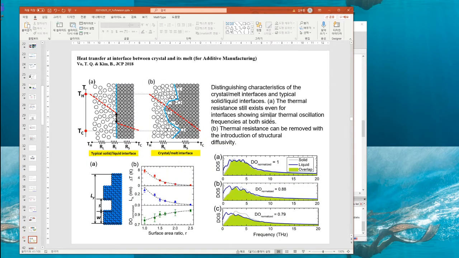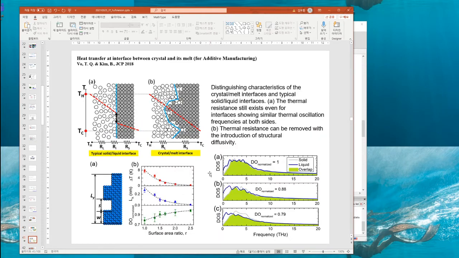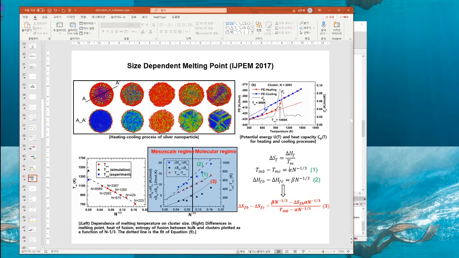So we researched it further and realized that all these melting interfaces are not specular and very smooth. This kind of diffusive structure actually gives us an overlapping of the phonons, and it gives less temperature jump. That's why even if we have a solid and liquid interface, we don't really have a temperature jump. This was a very nice work that we published in the Journal of Chemical Physics in 2018. And after that, to apply to additive manufacturing, like 3D printing, we did the size-dependent melting point with these silver nanoparticles too. I show you many animations with my code, right?